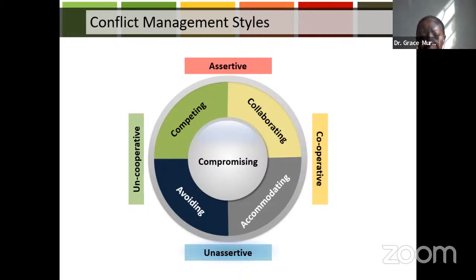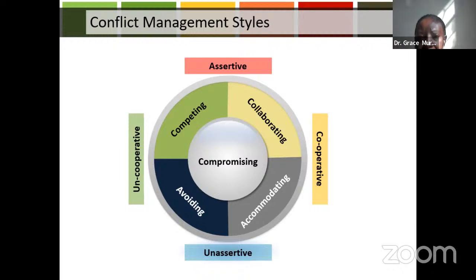And then avoiding and accommodating can be very unassertive, particularly avoiding. You're just saying, let it be. You don't want to be active in solving this issue. And then competing and avoiding are very uncooperative. They are two extreme ends. Competing is a lot of domineering, and avoiding is simply burying your head in the sand. They are both uncooperative, although on two different ends: one by domineering and the other by avoiding.